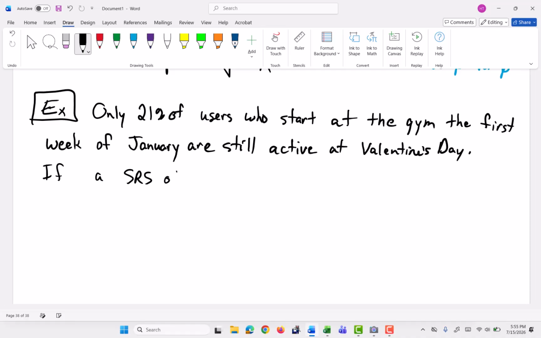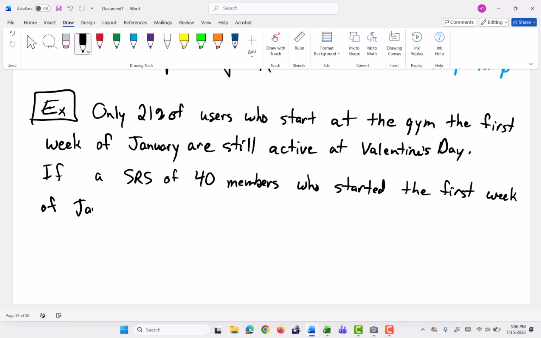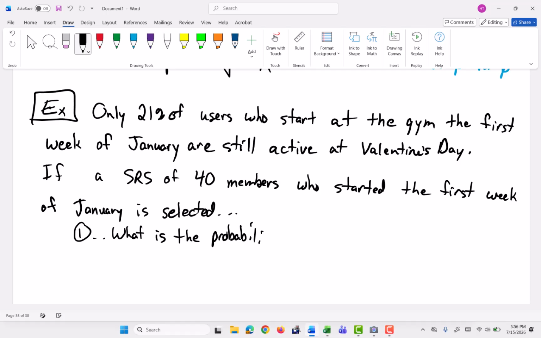If a simple random sample of 40 members who started the first week of January is selected, what is the probability that at least 10 are still active at Valentine's Day?